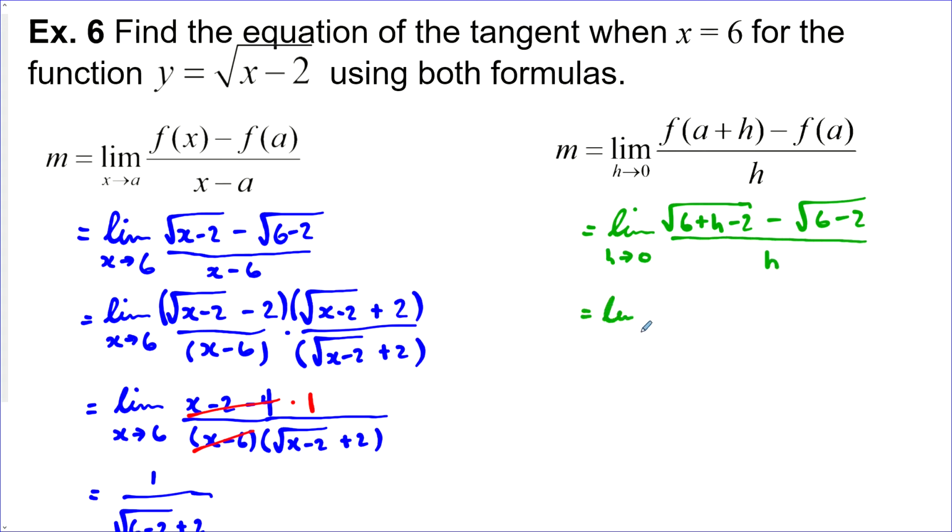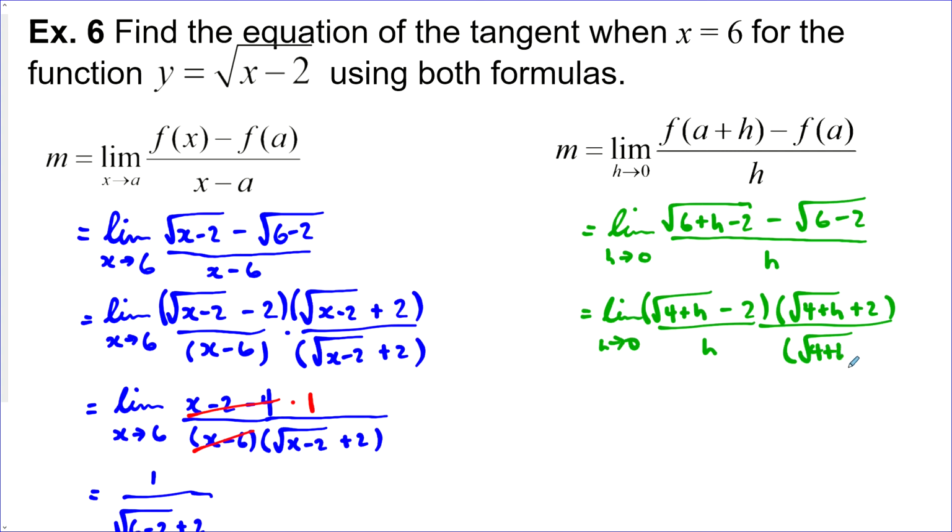Now we've got the limit as h approaches 0. We can simplify this one. 6 minus 2 is just 4. So we've got 4 plus h, and then minus, this will equal 2 again. And this is over h. Now we can do a similar thing as we did over here, but this time the conjugate will look a bit different. Root 4 plus h plus 2, and in the denominator as well.